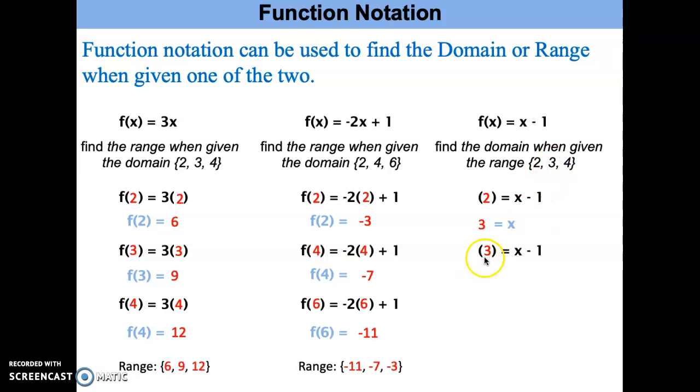When y equals 3, what do we get? Again, we add 1 to both sides, so x will be by itself because the negative 1 plus 1 will cancel out. So 3 plus 1 is 4. So for that one, x equals 4. And our last one, we plug in the 4 for our y value, and we solve for x, and we get x equals 5. So for this one, our domain would be 3, 4, and 5 when given a range of 2, 3, and 4 for the function x minus 1.